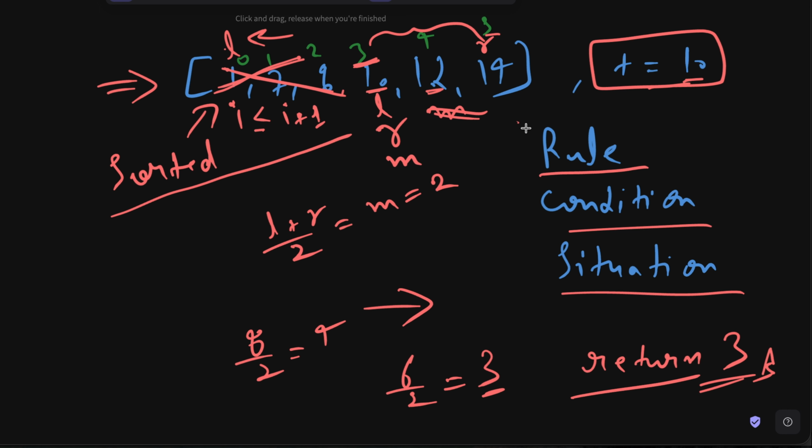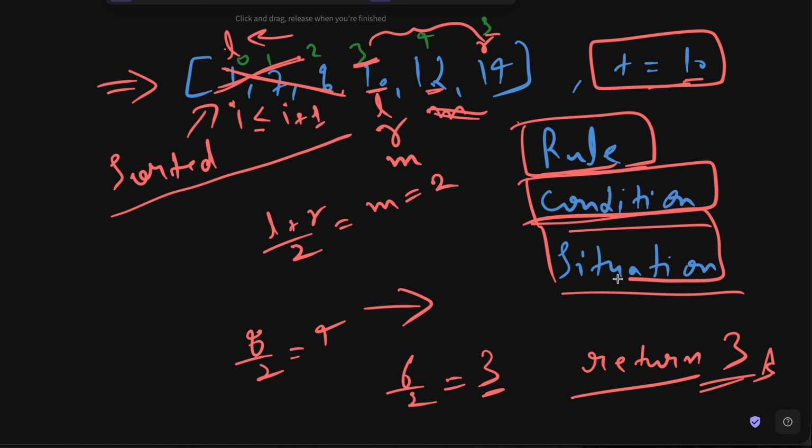And in the same way, you will have some kind of rule, some kind of condition, or some kind of situation in each and every question that will actually help you to figure out which side of the search space you can remove and in which side you need to search. So you will really have to be on the lookout for this rule, condition, or situation present in the question. And based on this rule, situation, and condition, you will have to modify your binary search algorithm also.